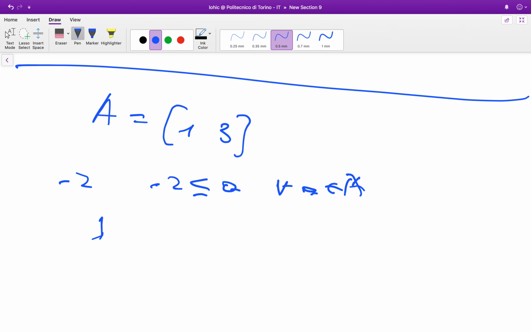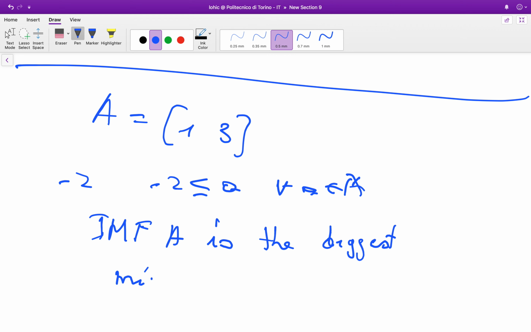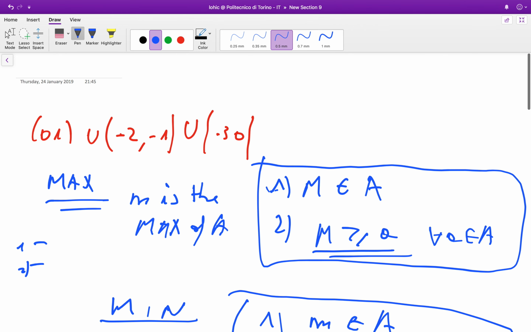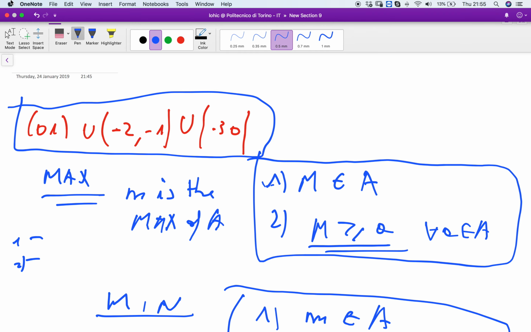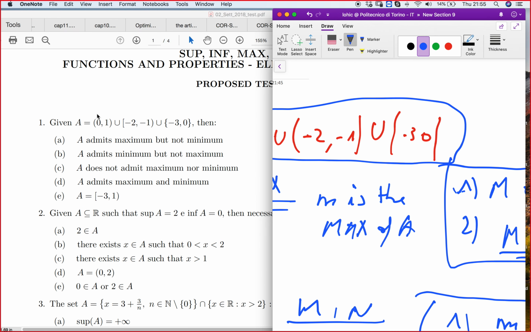So the infimum of A is the biggest minorant of A. Is that clear? It was important to know that before solving this exercise. Nice. Let's go back to the problem and analyze the situation. The situation says that A admits maximum but not minimum. Here is my set A.